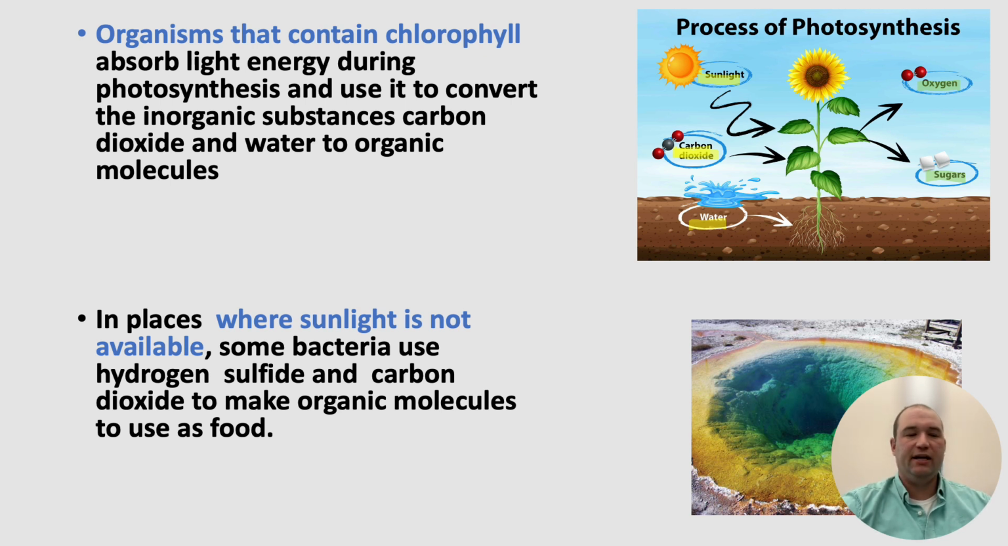Now, in places where sunlight is not available, some bacteria use hydrogen sulfide and carbon dioxide to make organic molecules and to use it as food. So this is a picture of a hot spring in Yellowstone National Park. This hot spring uses hydrogen sulfide and carbon dioxide. When you see these colors, what you're seeing is a mixture of sulfur, which is the yellow, and also the bacteria that is breaking down these organisms.